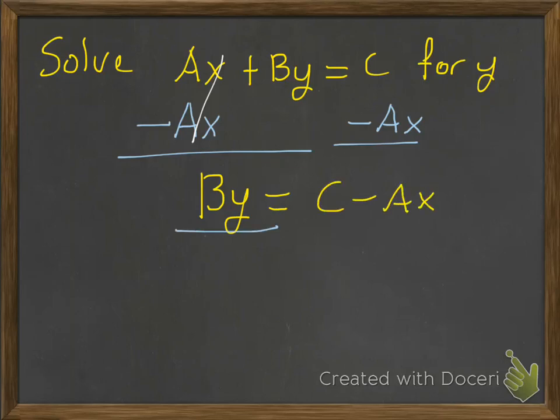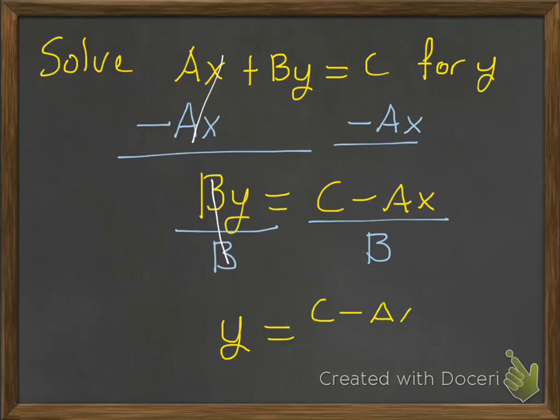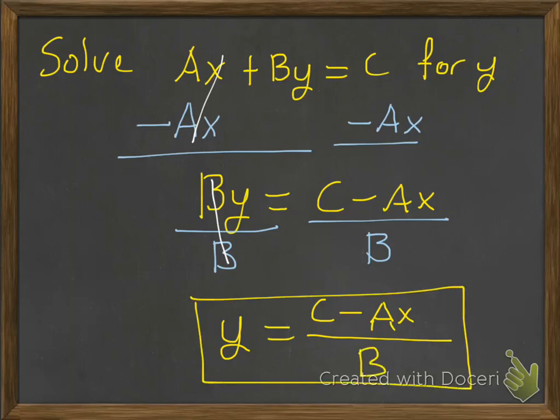Now the b and the y are connected by multiplication. So to undo the multiplication, we'll divide. So we're going to divide both sides by b. The b's cancel on the left, and we're left with y equals c minus ax over b. I made the a kind of funny looking, but anyways, that's it. Let's try a couple more.